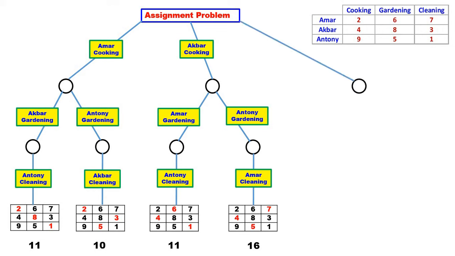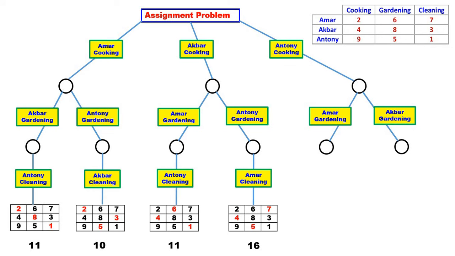Next we shall see the last option. When Anthony is cooking, what are the choices for Amar and Akbar? Yes, Amar is gardening or Akbar is gardening. Now, when Anthony is cooking and Amar is gardening, what is the left out option for Akbar? Cleaning. So what is the possible solution? This is how it is. Anthony cooking is 9. Amar gardening is 6. And Akbar cleaning is 3. So totally it is 18.